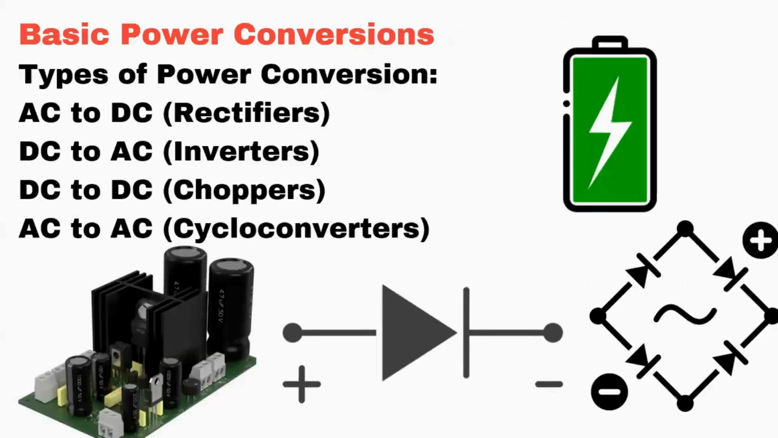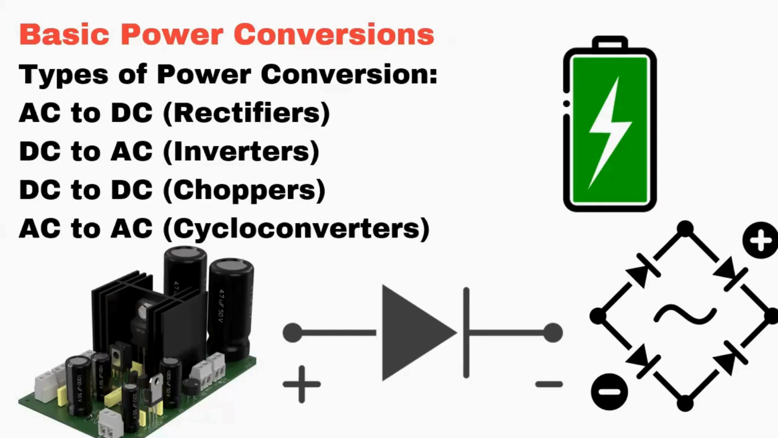Next slide. What are the basic power conversions? Again, the same thing. AC to DC, we call it as a rectification. DC to AC, we call it as an inverter. And DC to DC, we call it as a chopper. And AC to AC, cycloconverter, but we don't usually study it more. The three important ones are AC to DC, DC to AC, and DC to DC.